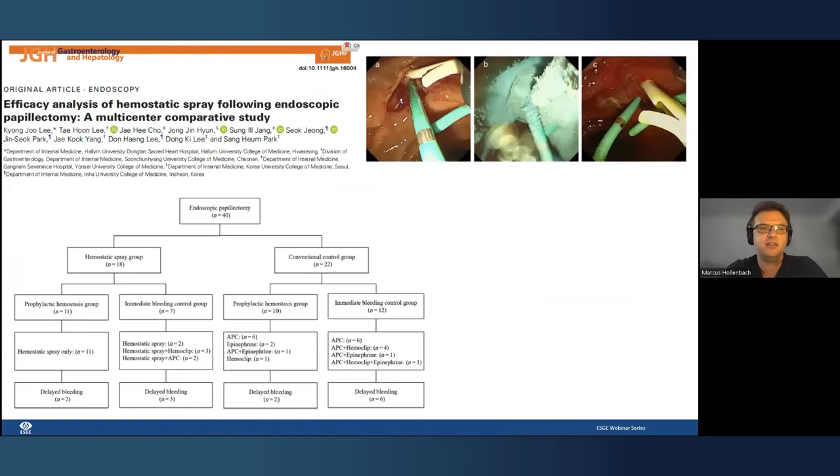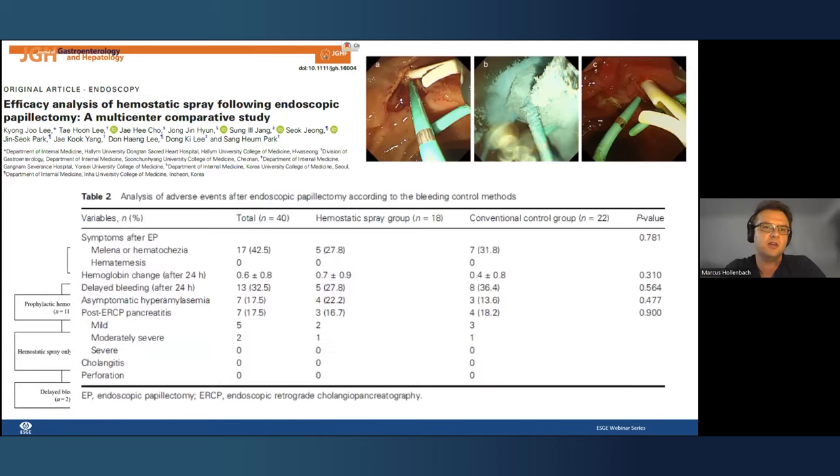And there was also a study analyzing not the gel, but the powder, the hemostatic spray. And there were only 40 patients that were randomized in 2 groups. And also, if you see here, the delayed bleeding rates, there was no significant difference between the groups. That means that in general, the hemostatic spray after endoscopic papillectomy does not show any improvement on outcomes, in particular in the delayed bleeding. And this is shown here, delayed bleeding was 13 and 5, but however, it was not significantly different.